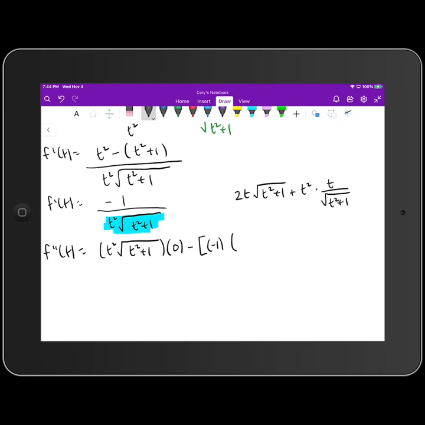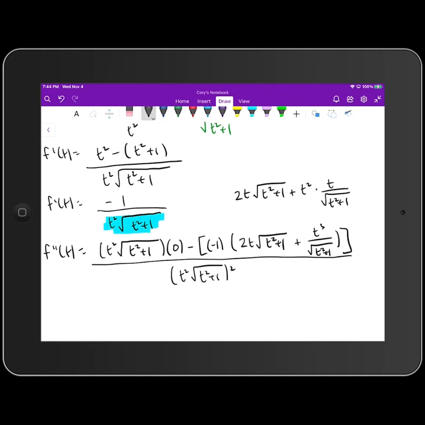Okay, so we just want to go through and simplify this. So this becomes 2t rad t squared plus 1, and then t squared times t is going to make t cubed over rad t squared plus 1. Okay, so that's low d high minus high d low all over low low. So that's going to be my denominator, t squared rad t squared plus 1 quantity squared.